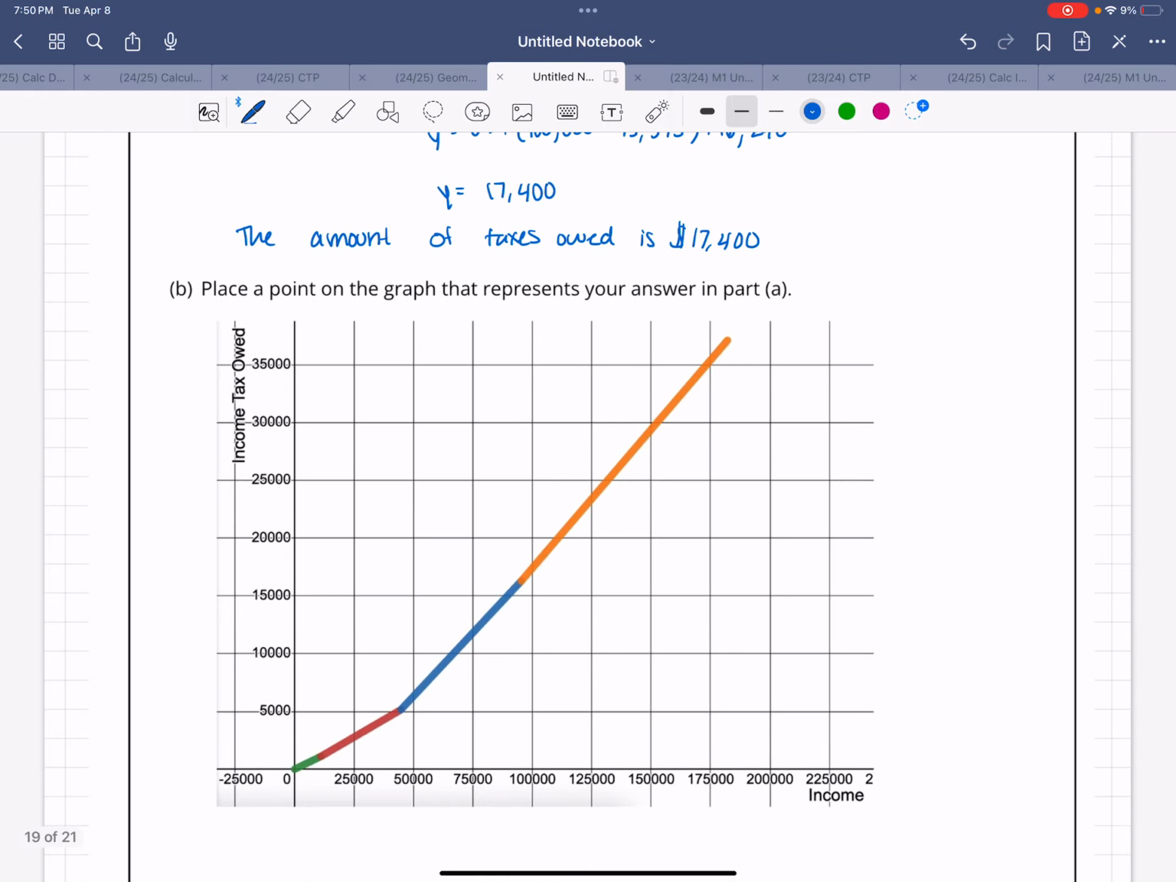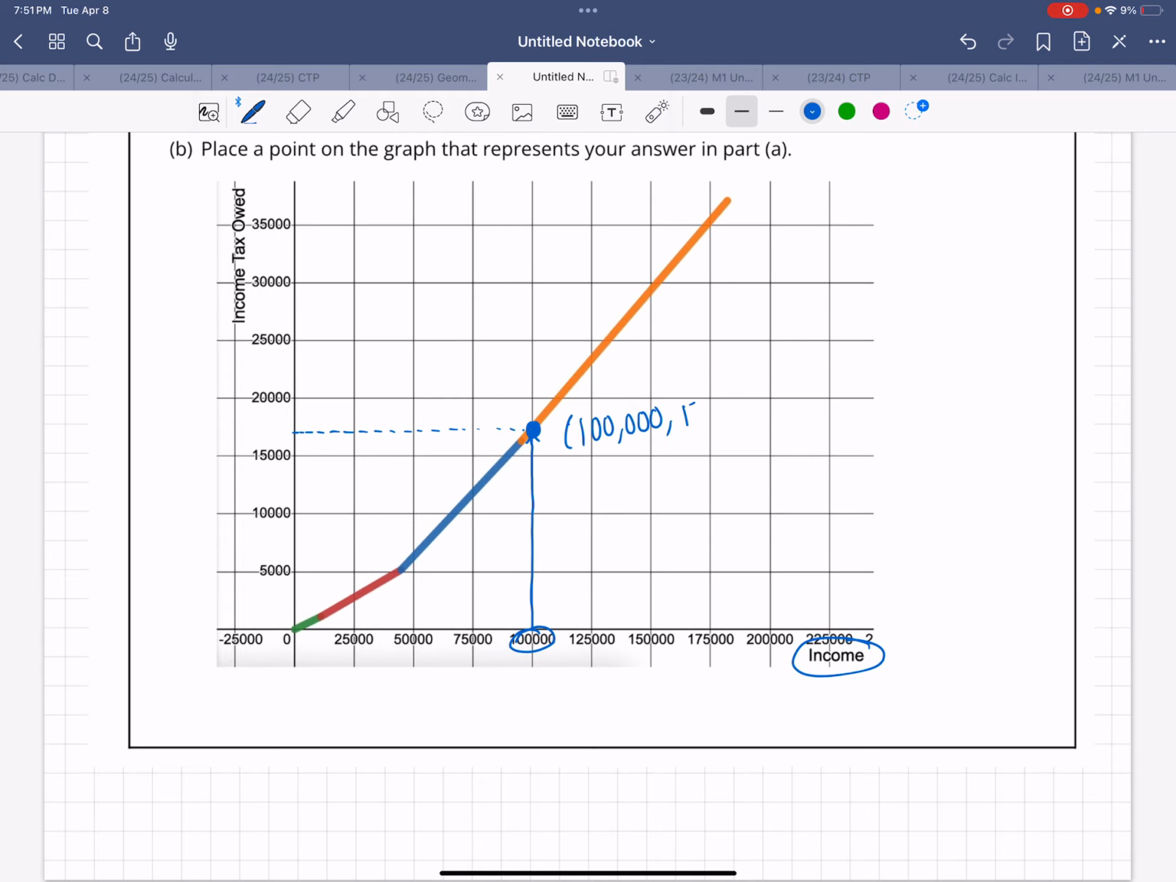So in part B, we say, place a point on the graph that represents your answer. So my income was 100,000, so we identify that. And my taxes, if we go all the way up from 100,000, hits my graph right here, which you can see if we go over to the y-axis, looks to be in between 15,000 and 20,000, which makes sense because we calculated about $17,000 in taxes. So this would be where my solution is. If my income is $100,000, the taxes that are owed are $17,400. There you go.